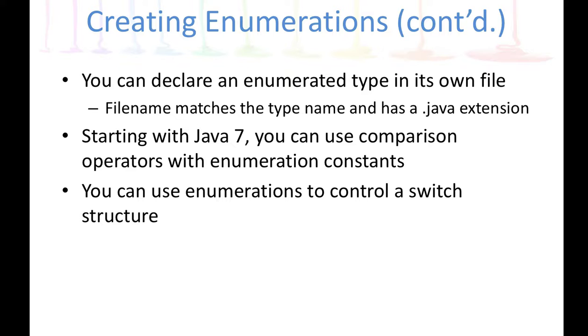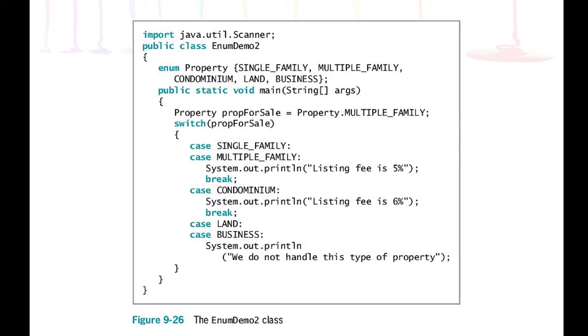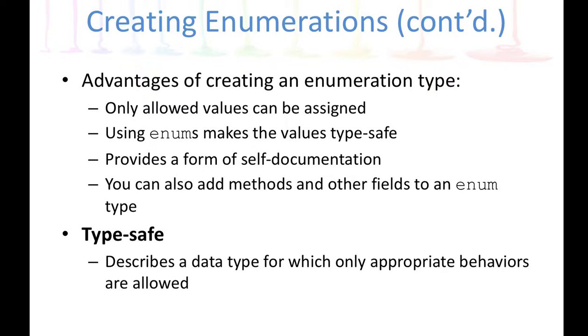Creating enumerations. You can declare an enumerated type in its own file. Starting with Java 7, you can use a comparison operator for constants. Advantages of creating an enumeration type. Only allowed values can be assigned, so you tell which ones you want to assign. Provides a form of self-documentation. Can be used for add methods, other fields. Type safe. Describes a data type for which only appropriate behaviors are allowed.